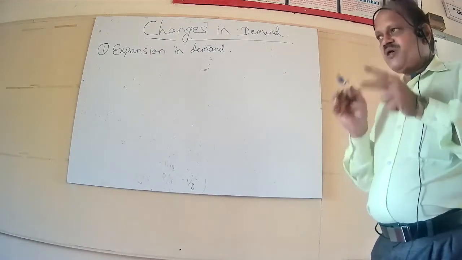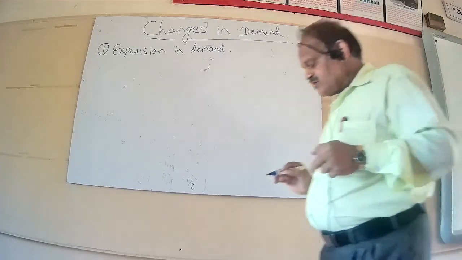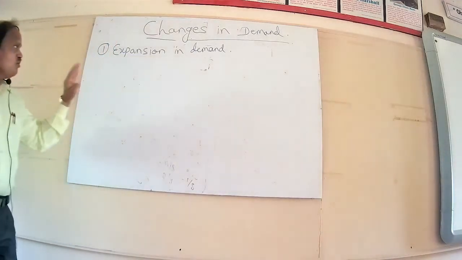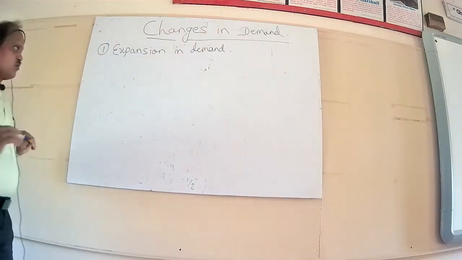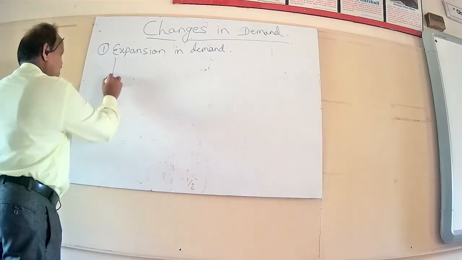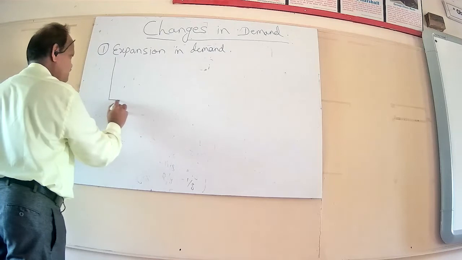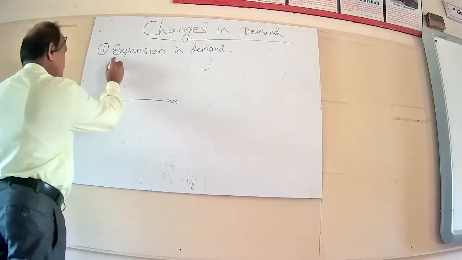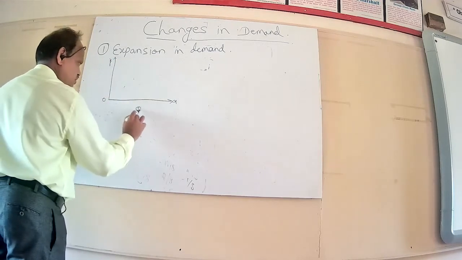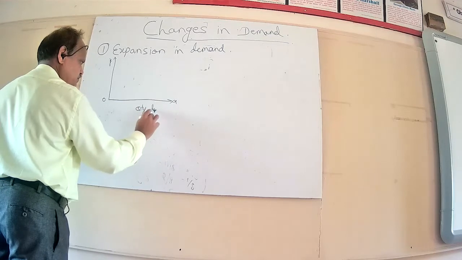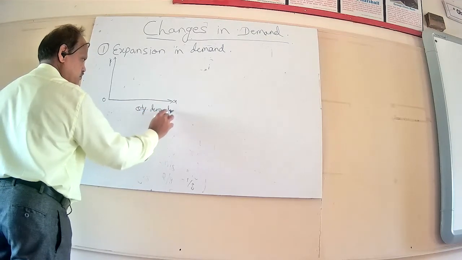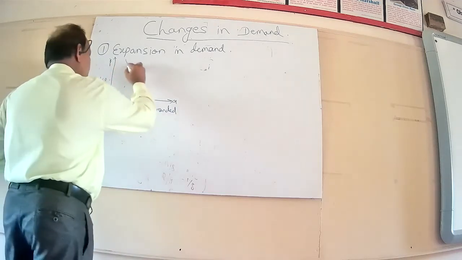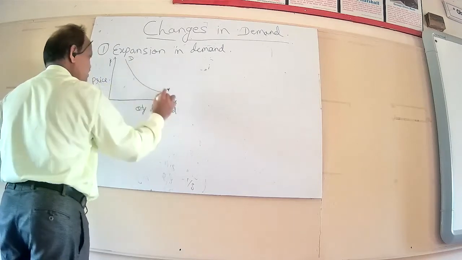Here, price is the major factor influencing demand and other things remain the same. In this case, the consumer will move on the same demand curve. Now, I will draw the diagram showing expansion in demand. First, you can draw OX and OY. Here, quantity demanded. Y-axis, price. DD represents the demand curve.